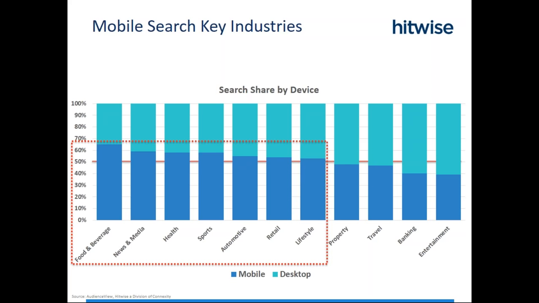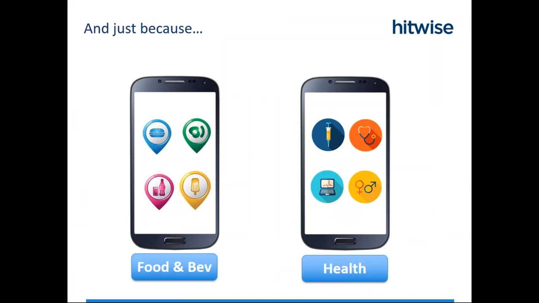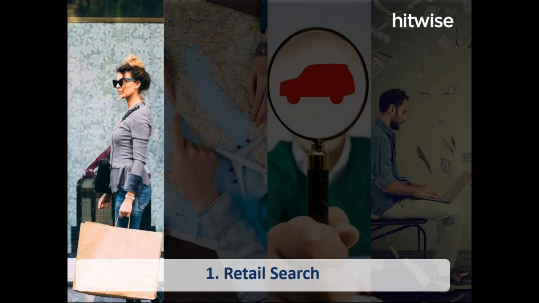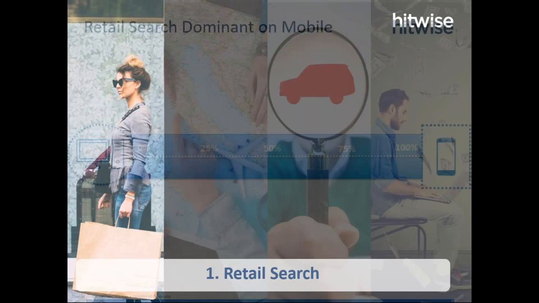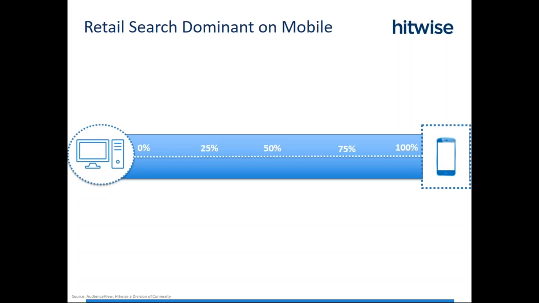But just because there was some really good insights in it, I wanted to briefly touch on food and beverage, but also health, because health is the one that's really going back to that privacy and personal thing that I was talking about before. So let's get into this. The first up is retail search. So on the left is more likely to be on the desktop, and on the right is more likely to be on the mobile device, and it's the percentage share in the middle.